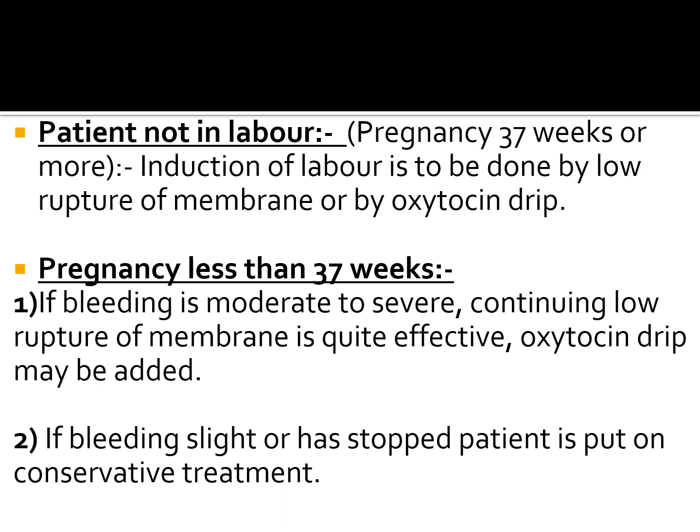But in case the pregnancy is less than 37 weeks, again check for two things. If bleeding is moderate to severe, then you have to deliver the baby by low rupture of membrane or adding the oxytocin drip. That means if the bleeding is more, you should not wait, you have to conduct the delivery. But in the second condition, if the bleeding is slight or has stopped, the patient can be put on conservative treatment.